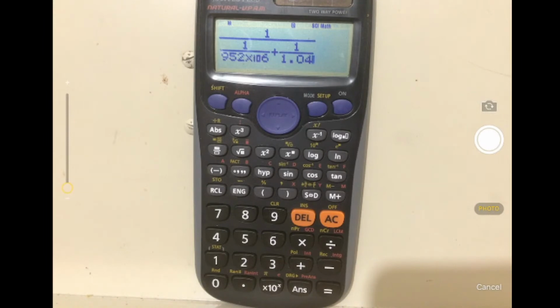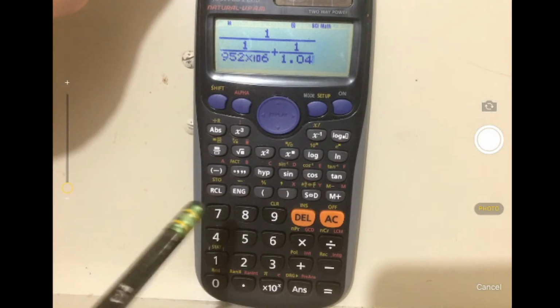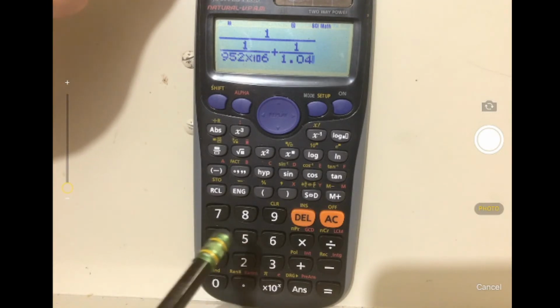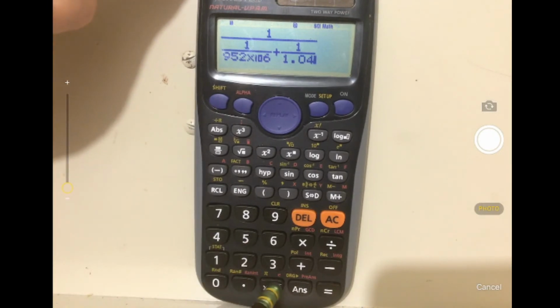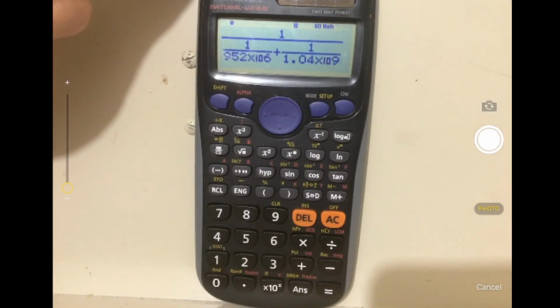When you get to the giga, you can't just stop with 1.04 because it's not 1.04 ohms. It's 1.04 giga ohms. And giga means billion. And if you look at that table, it means times 10 to the 9th. So that's a very different number, right? It's not 1. It's 1 times 10 to the 9th. So you have to hit the times 10 to the x button and put your 9 on there. Awesome. And then you hit the equals.